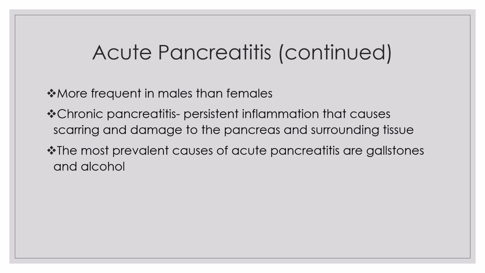The most prevalent causes of acute pancreatitis are gallstones and alcohol. So remember that the gallbladder and the pancreas are neighbors, right? They're friends and they're neighbors. So if there's inflammation in the belly, if there's inflammation in the gallbladder, for instance, the pancreas may also be inflamed.